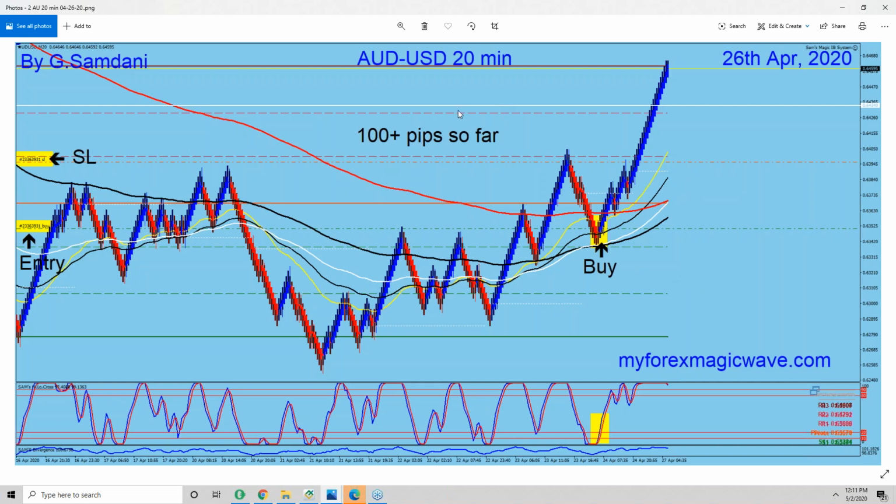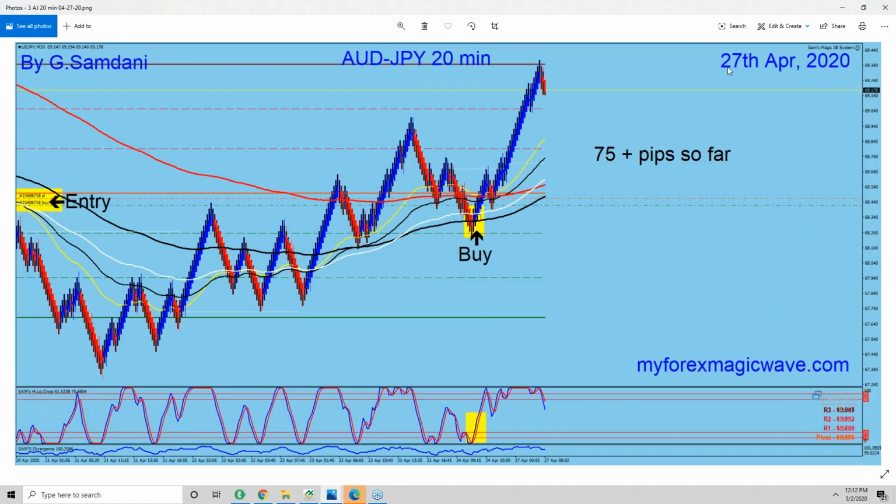Aussie was getting strong, and everything where the Aussie is on the right hand side went down, and where the Aussie was on the left hand side in the pair went up. Like Aussie USD went up, Aussie yen went up, and Euro Aussie, Pound Aussie, they went down. That's how it is. On the 27th, see again, it's the same thing.